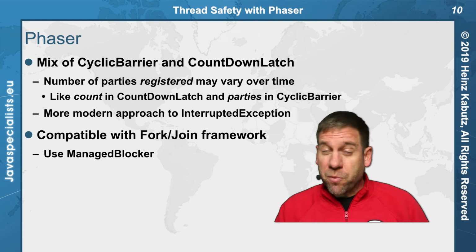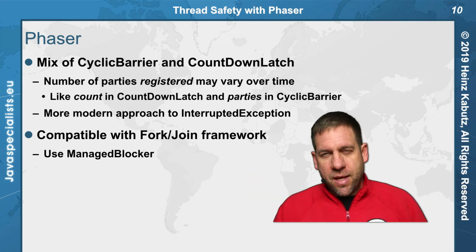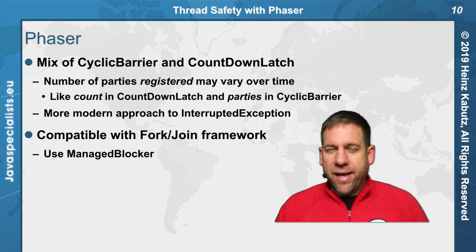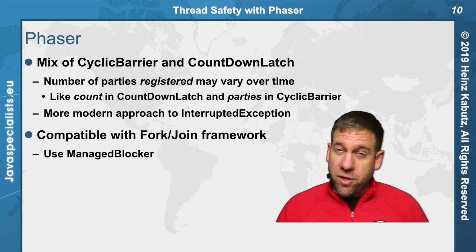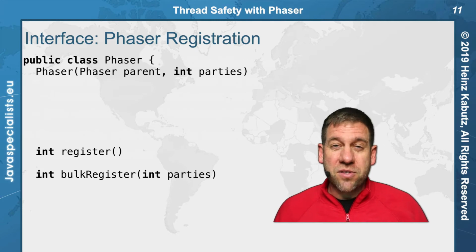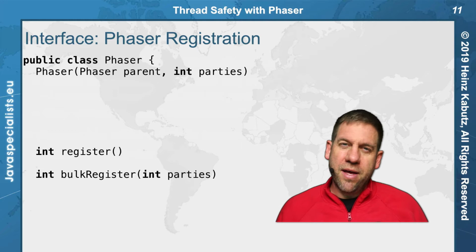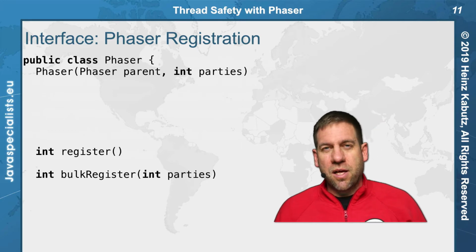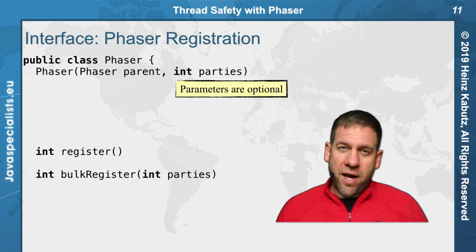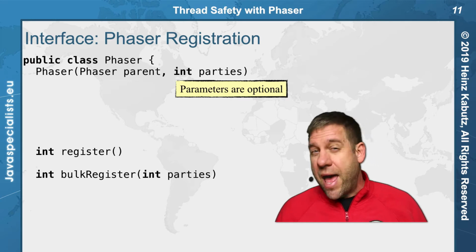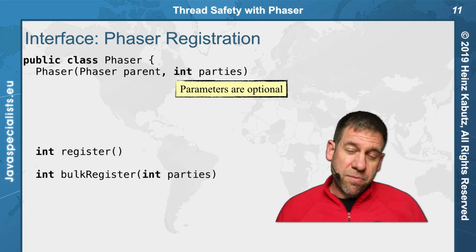It's also more compatible with the fork join framework. I'll show you a demo of that a little bit later. It basically is a managed blocker, so that's really useful. The interface to Phaser is a bit more complicated than the CyclicBarrier and the CountDownLatch. When you construct it, you can specify a parent phaser and the number of parties. Both of these parameters are optional.